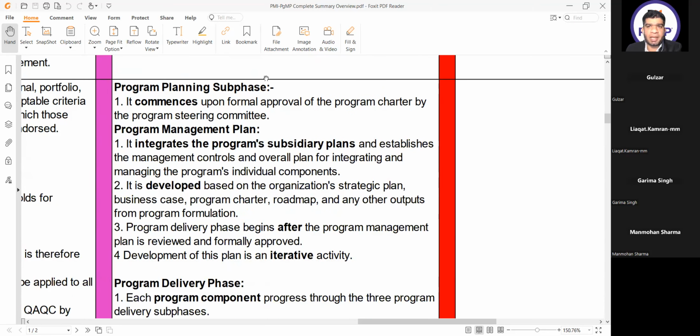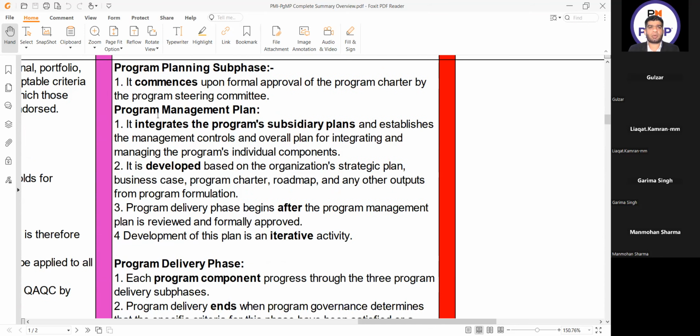Then we have program planning surface. It commences upon formal approval of the program charter by the program steering committee. And it gives us the program management plan. What is it? It integrates the program subsidiary plans and establishes the management controls and overall plan for integrating and managing the program's individual components.